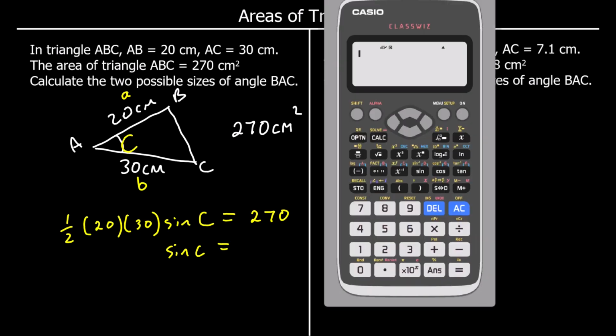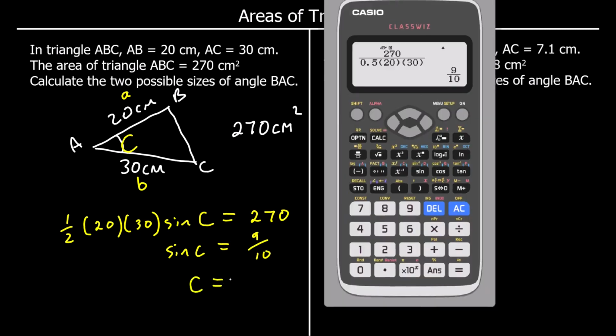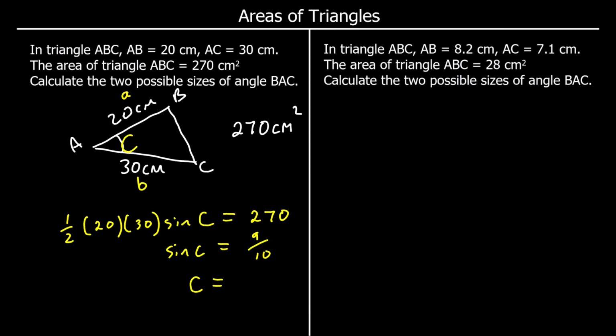So 270 divided by half times 20 times 30, which is 300. So 270 over 300 is 9/10. That's sine C. So we can find the angle by doing shift sine of 9/10, which is 64.2 degrees.